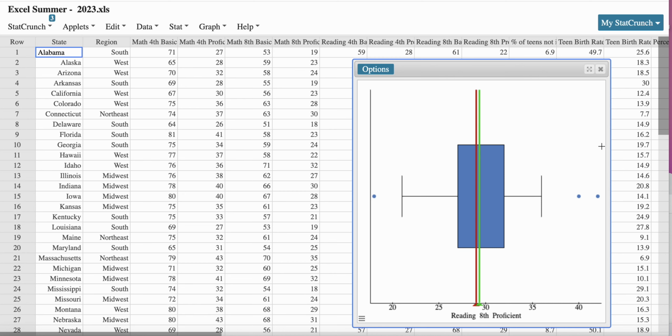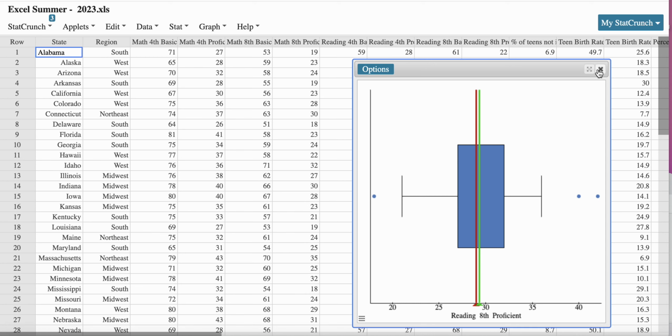So let's talk about symmetry here. For the most part, the box is symmetrical. The median and the mean are only a couple of decimal places off. So they're essentially equal, and the median does seem to occur in the center of the box. So as far as the majority of the data, the middle 50%, we're going to say it's approximately symmetrical.